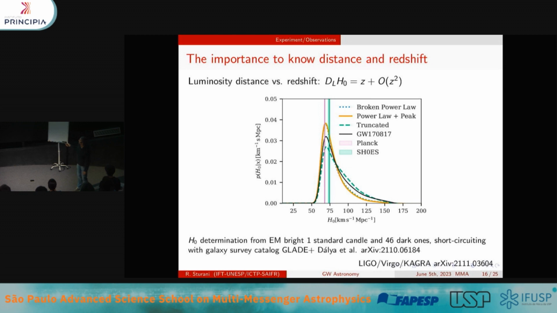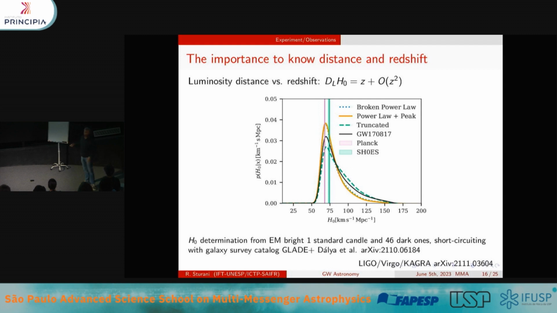This was the bright sirens, the black holes. With bright sirens, you have redshift, you have luminosity distance with a big error, but you have luminosity distance, and you get this curve. From this, if you fold in the information from dark sirens, so binary black holes for which you don't have redshift, but you have some sky localization, you take all the redshifts for all the galaxies there. You see, the error box shrinks a little bit, not substantially, but a little bit.